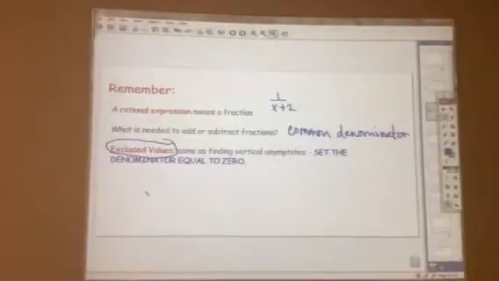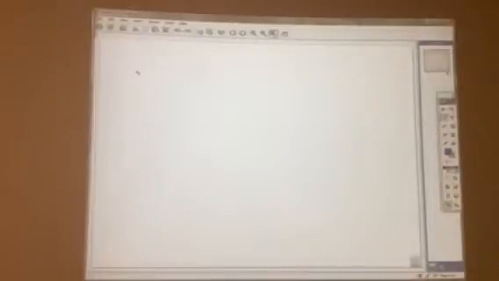Now, to me, the hardest part about adding or subtracting rationals is getting the common denominator. So we're going to practice a little bit on just finding a common denominator. Let's say that 2x and x squared are our denominators, and we want to get a common denominator between 2x and x squared. So we want something that both of those denominators will go into.